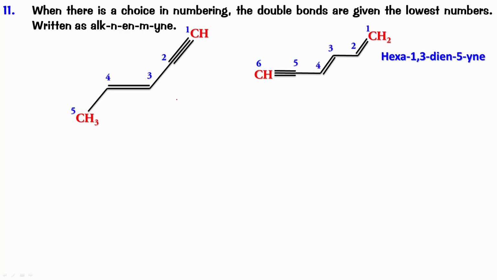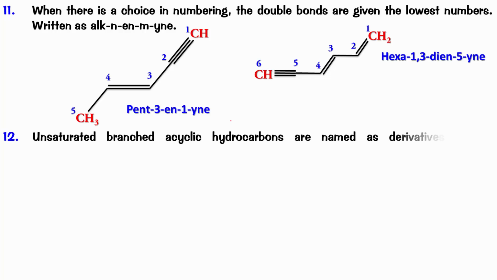And this is a simple one, pent. And you have a 3-ene and 1-ine. Now, let's do a bit of a complication. In case you have substituents, then the substituents would always occur before this particular parent name. So unsaturated branched acyclic hydrocarbons are named as derivatives of the unbranched hydrocarbons.